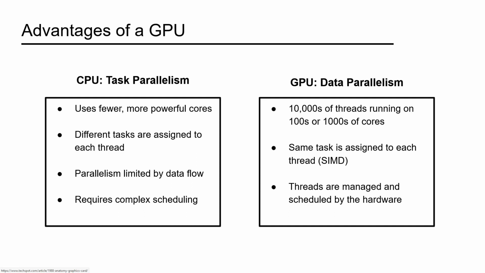In contrast to this, the GPU can have tens of thousands of threads in flight running on hundreds or thousands of very lightweight cores. And all of these threads are running the same tasks, making it a single instruction, multiple data architecture. And these threads are simple enough that they can be managed and scheduled by the hardware on the GPU, instead of by the operating system.